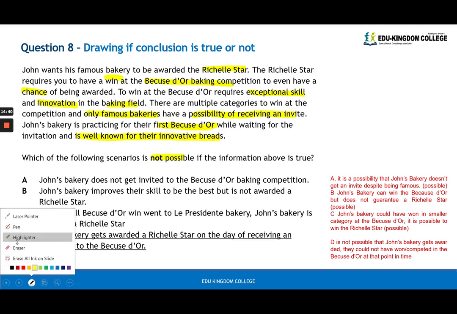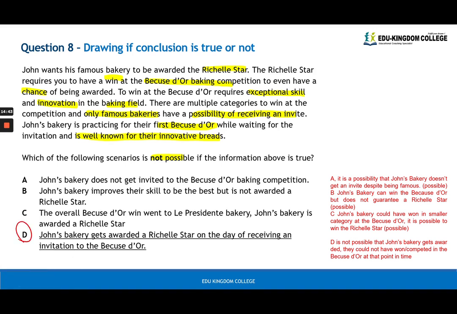The answer here is D. Okay, D says John's Bakery gets awarded a Rochelle Star on the day of receiving an invitation to Because d'Or, and that's because remember you can't have been awarded, because they haven't completed the Because d'Or yet, and you have to win the Because d'Or competition to be awarded the Rochelle Star. Just after inviting them, they haven't even attended yet, therefore you can't be awarded straight away. Okay. A, B, C, the explanation for why these ones are possible is here. Pause the screen now if you'd like to read.